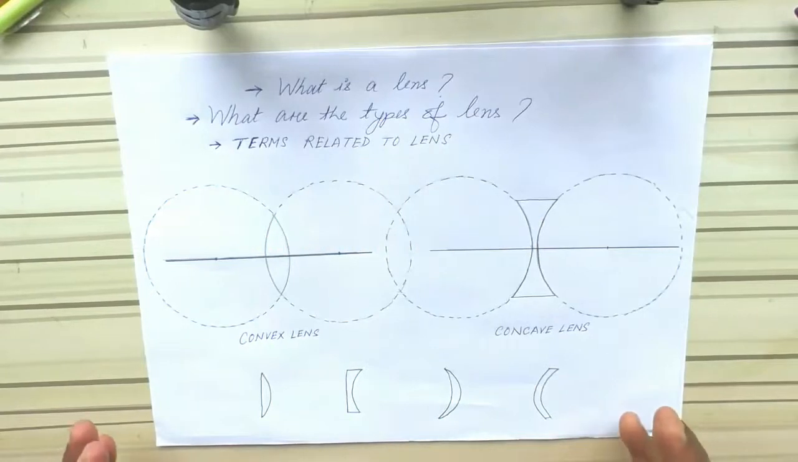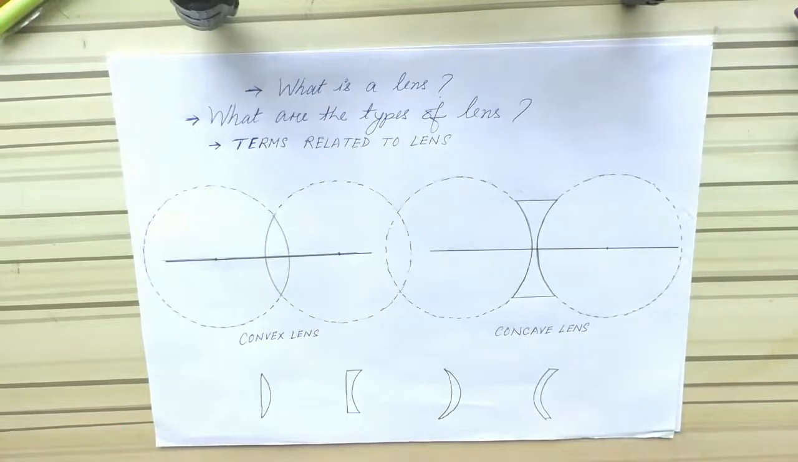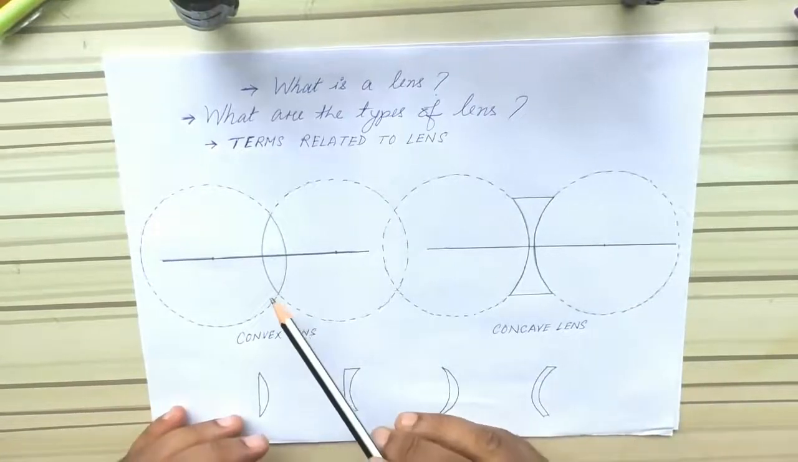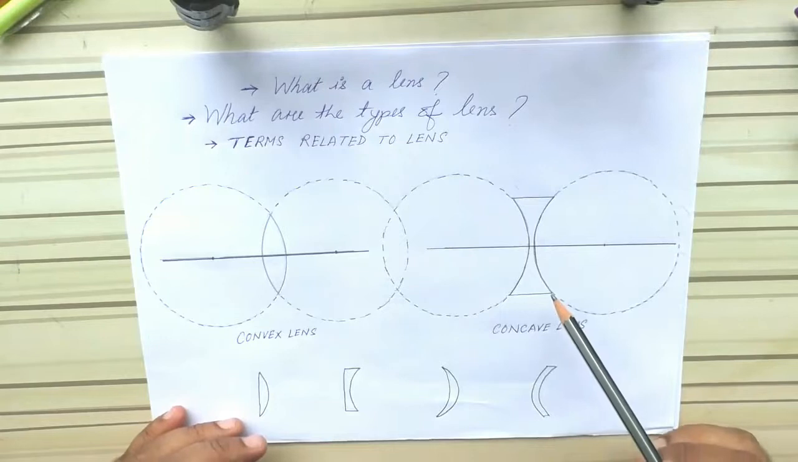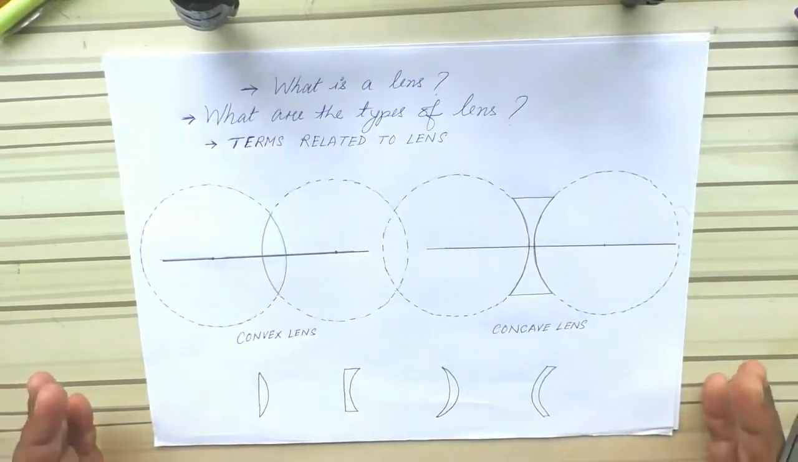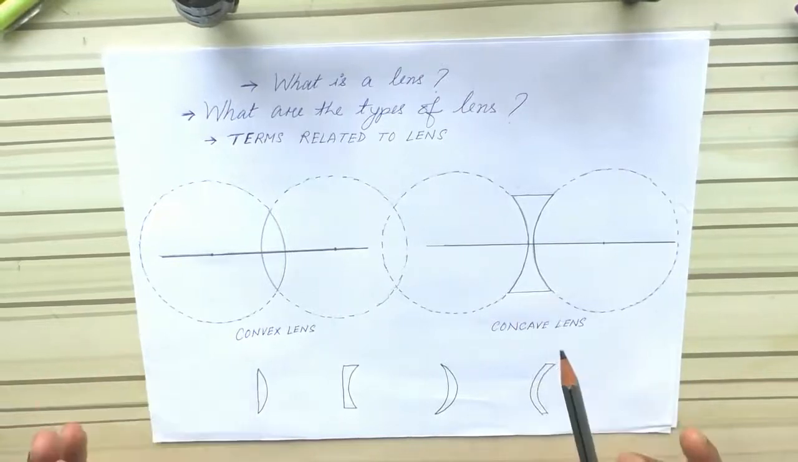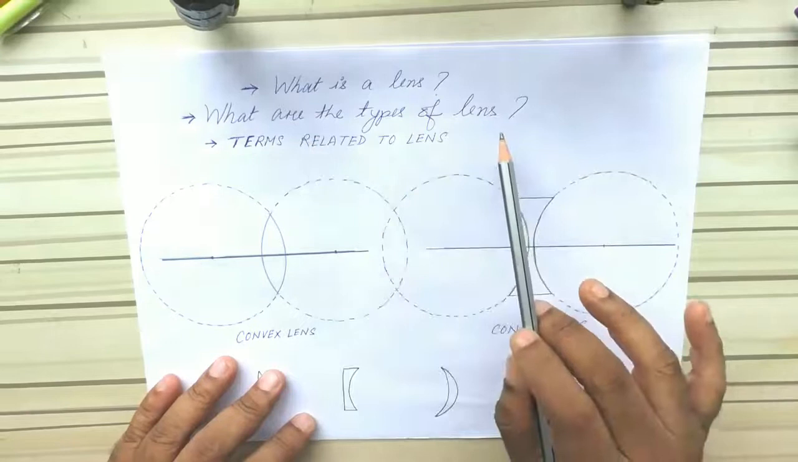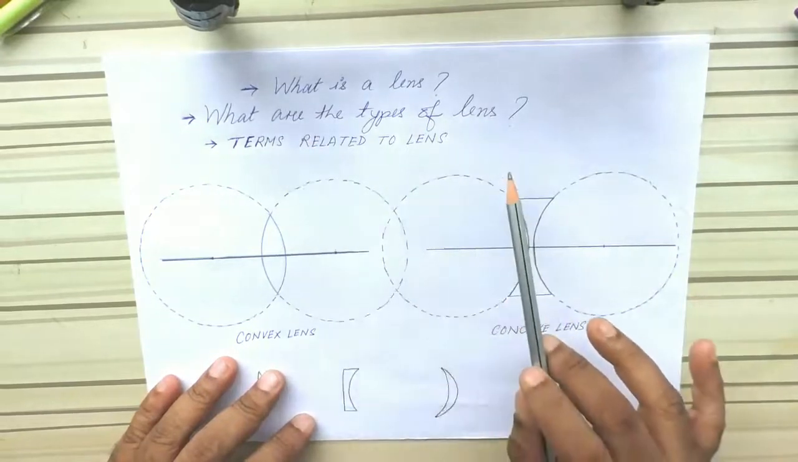Today I will explain lens, terms related to lens, and we will mainly focus on drawing ray diagrams related to convex lens and concave lens to show the formation of images. At first, we will discuss some important points like what is a lens, what are the types of lens, and terms related to lens.